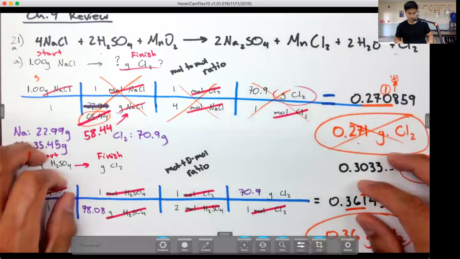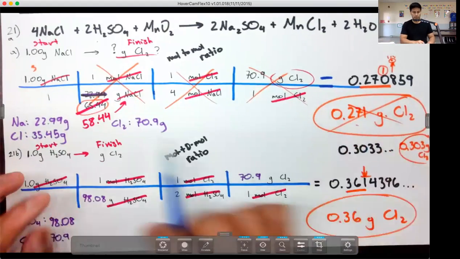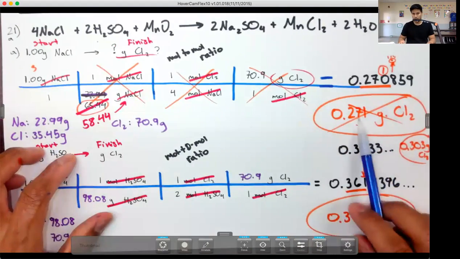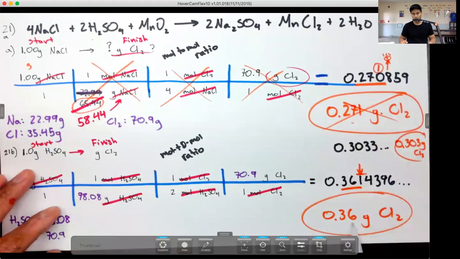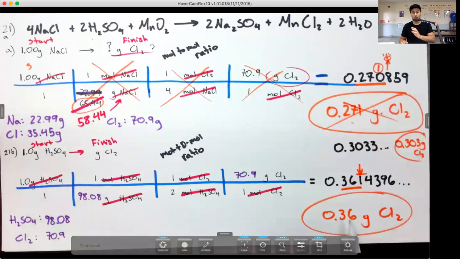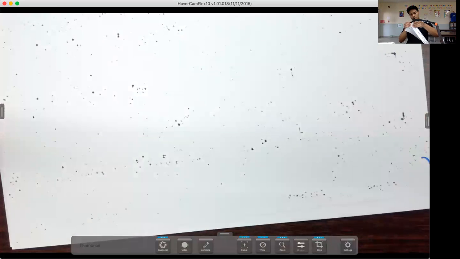All right. Okay, good. So basically we went through this whole entire problem and we got this answer at the end. You guys were able to see that this was our final answer, 0.36 grams of chlorine. Now we're going to move on to another question, but the same problem type.